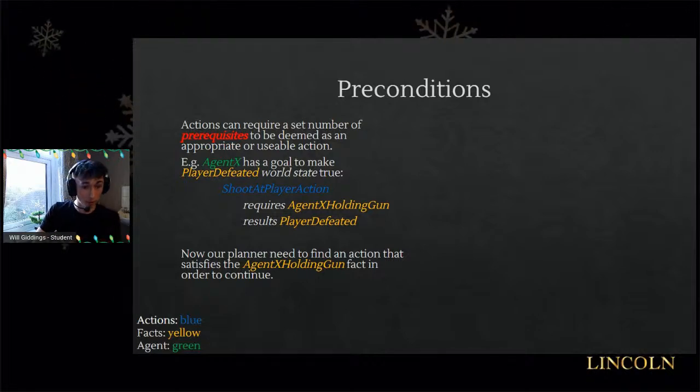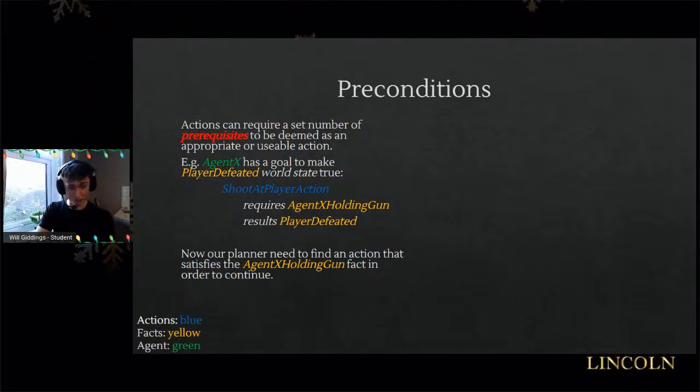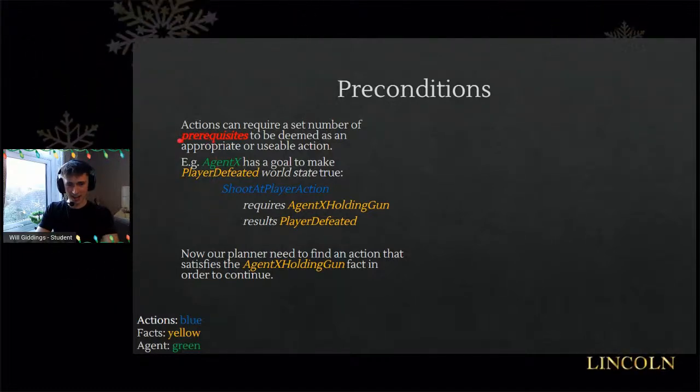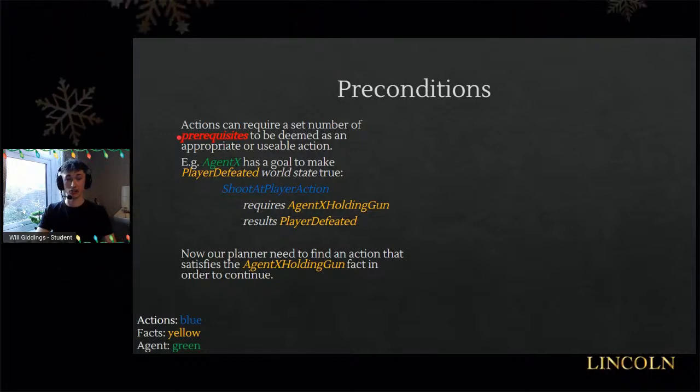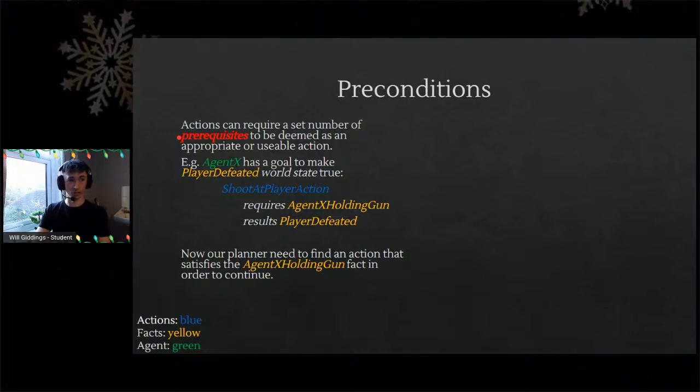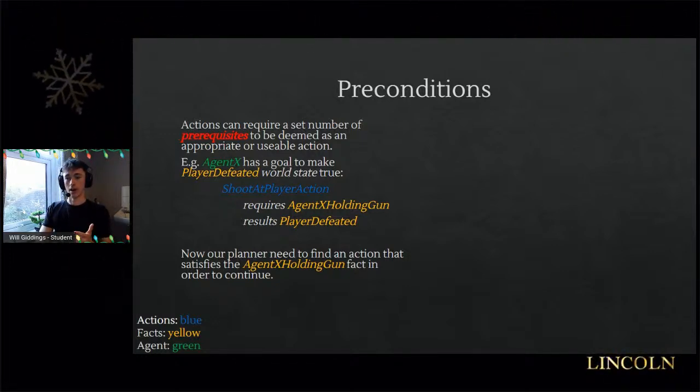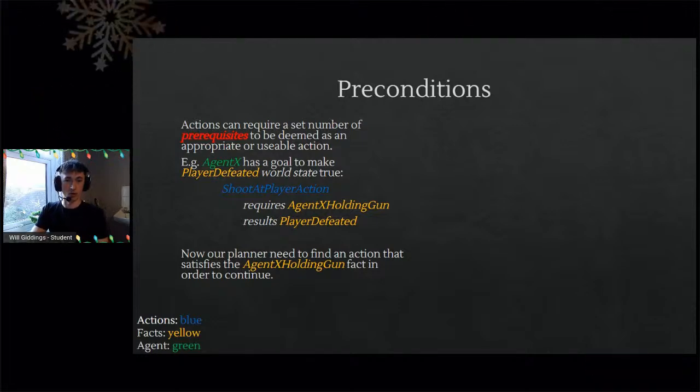I really, really hope I don't butcher the explanation of these because they're really simple concepts, but I feel like they can be quite easily over-explained. So I'm going to try my best not to do that. So preconditions: actions that we've said, so opening a door or drawing a weapon, can have a set number of prerequisites.